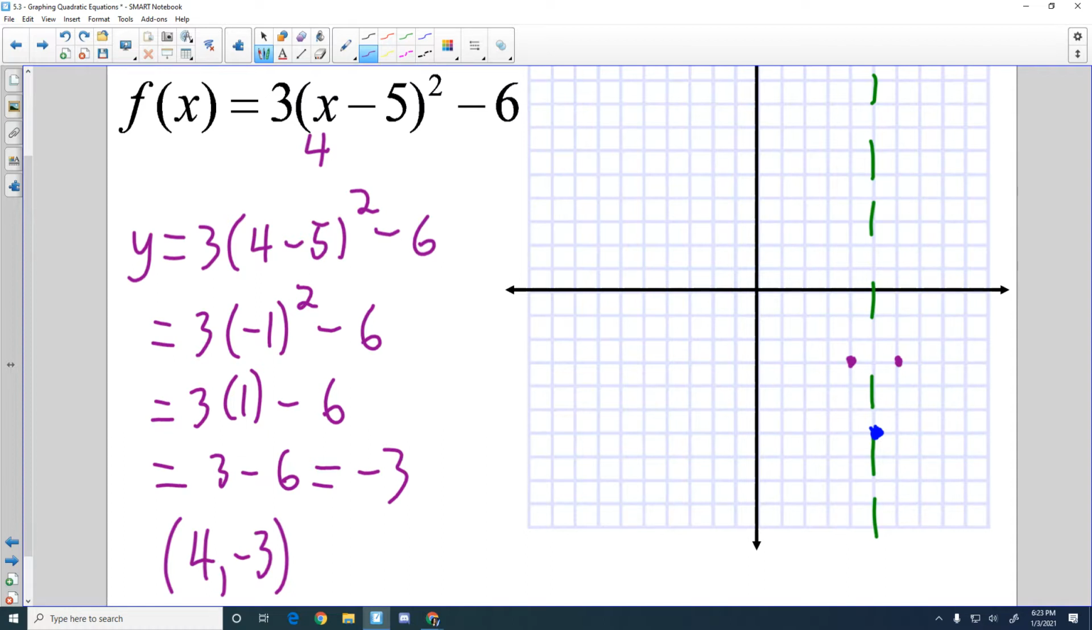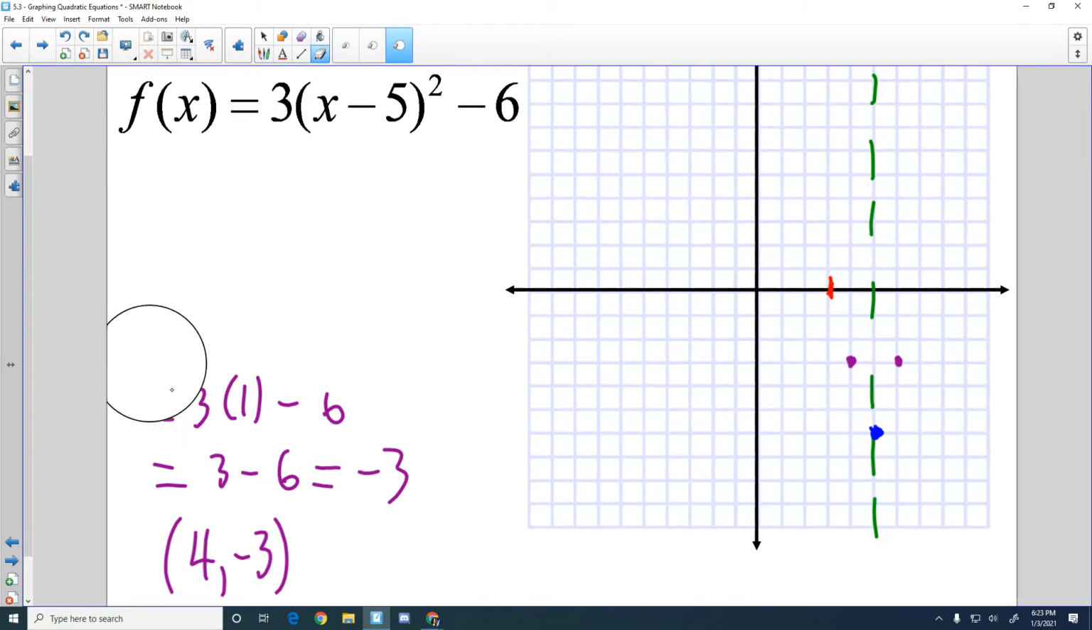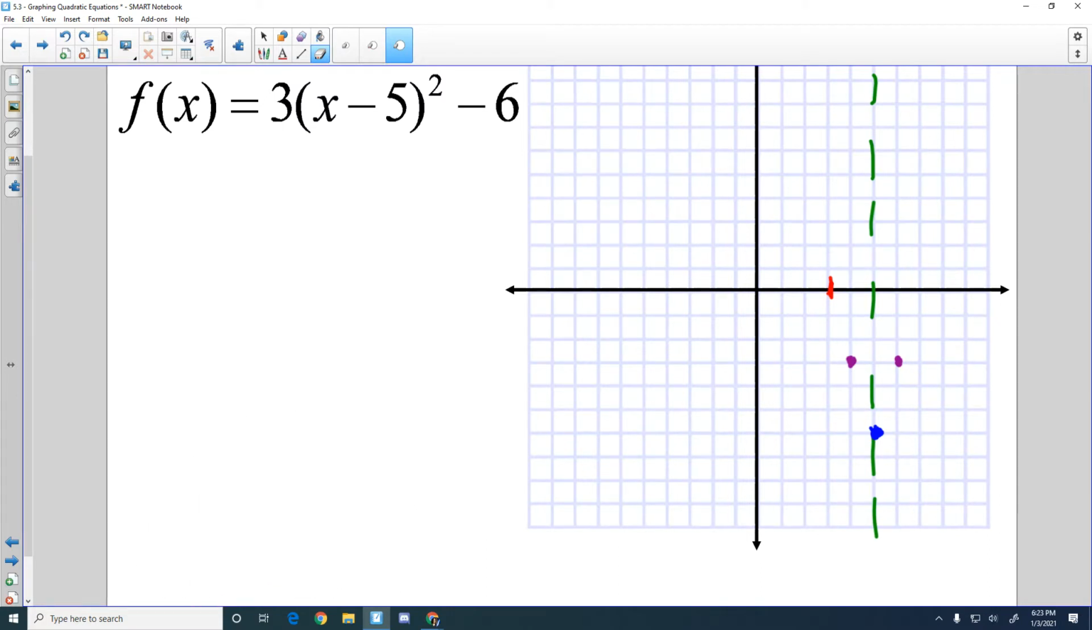Now what? Well, we've got 3 points. We want to get at least 5. So let's do that same thing. Let's just take one more point. So how about somewhere on this line? This is when x equals 3. Let's try to figure this out. So when x is 3, what does y equal?